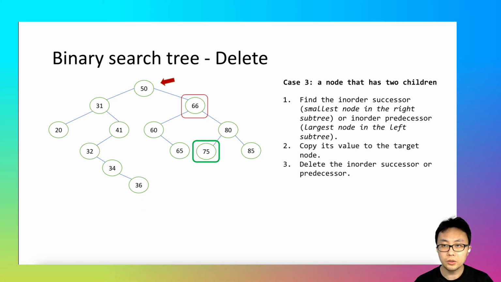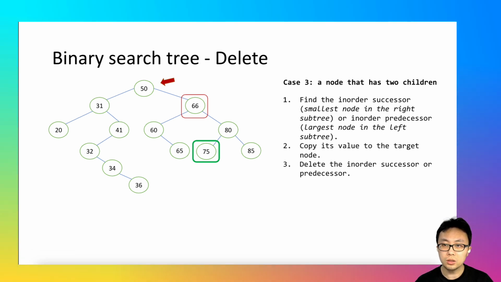To find the in-order successor of a target node in a binary search tree, you will start by moving to its right subtree first. After that, you will repeatedly follow the left child of each node until you reach a node with no left child. That node is the in-order successor.